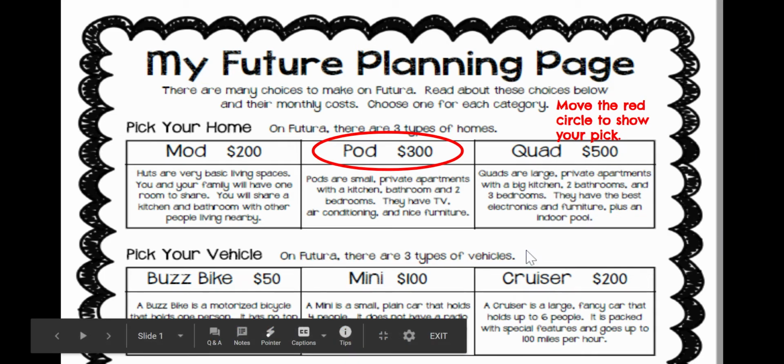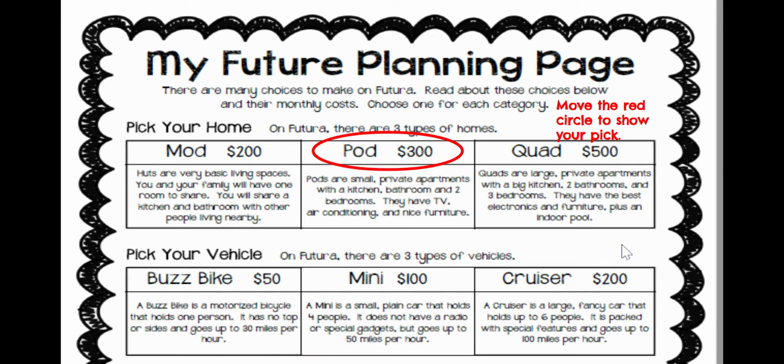Okay, next we're going to pick our vehicle. The first vehicle is the Buzz Bike. A Buzz Bike is a motorized bicycle that holds one person. It has no top or sides because it's a bicycle, so it doesn't have a roof on it like a car, but it can go up to 30 miles per hour, so it can probably get you to work fairly well, but you're not going to be able to drive your family around on a Buzz Bike, right? But it depends on how many people you plan to have in your family.